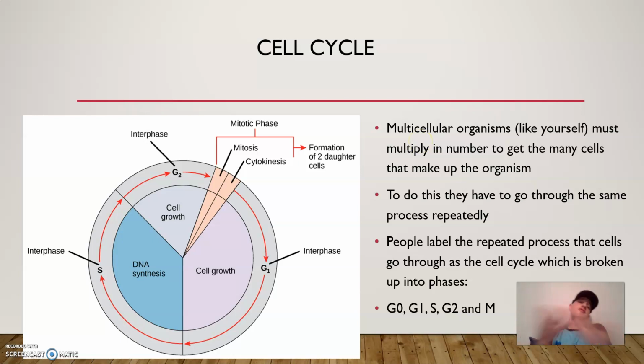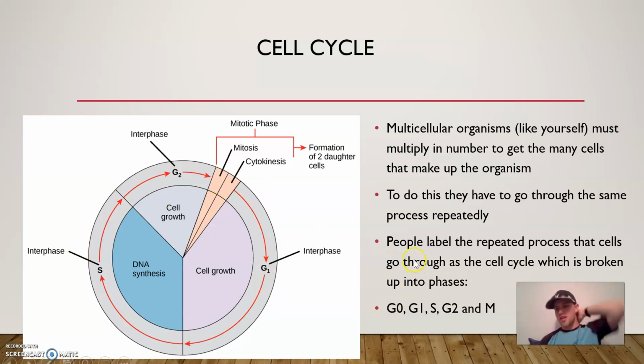Multicellular organisms, people, must multiply from a single cell into 2 and 3 and the millions, or maybe even billions of cells that make up a person, right? To do this, they have to go through the same process repeatedly, and that's just divide, right? So every person starts off as 1 cell, and it divides into 2, and then 4, and then 8, and then 16, and then 32, 64, 128, right? So on and so forth until you have the billions of cells needed. And these cells start to specialize and differentiate. But they all go through the same process, and that's just a cycle of replication.